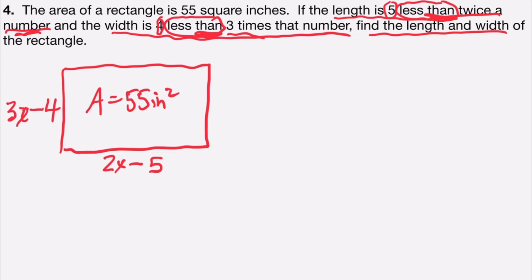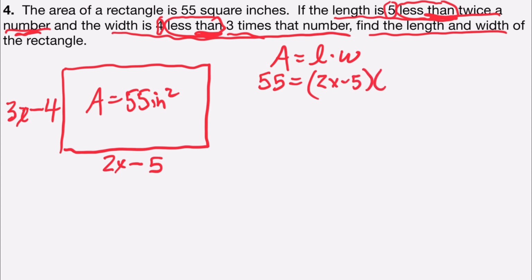Now I'm going to set up my equation. I would have area equals length times width for a rectangle. I know that the area is 55, and I'm going to multiply the length times the width, 2x minus 5 times 3x minus 4. So again, I have a FOIL on the right side.